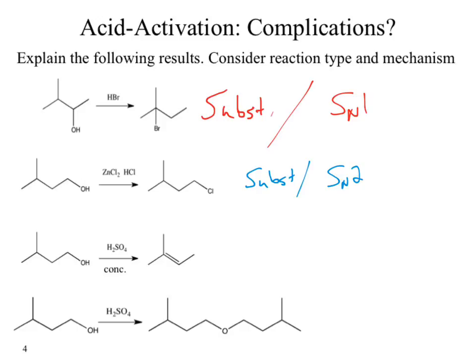Because what? It retains its arrangement. No, because it has to do with something else. Remember, when we're looking at substitution, there's 4 pieces. What are the 4 pieces of substitution and elimination reactions? Leaving group, nucleophile. We call the electrophile something else. You're right, there is an electrophile. Substrate and nucleophile, right? Or solvent.